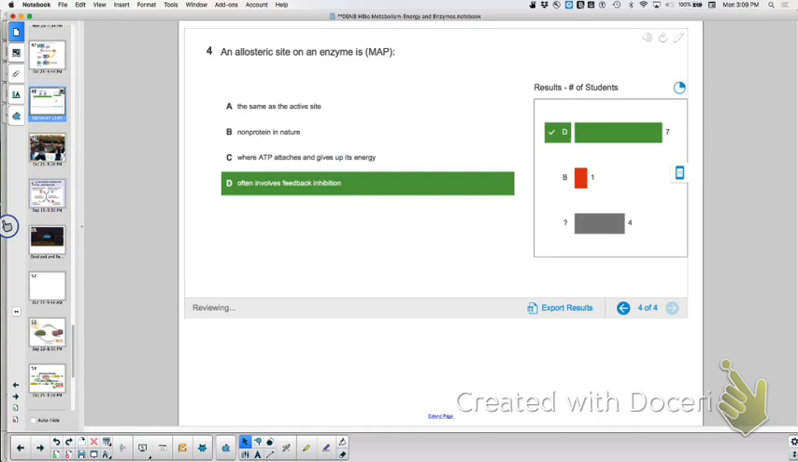Number four, the allosteric site often does involve feedback inhibition. What did people say if they missed it? Enzymes, no. Enzymes are always protein.